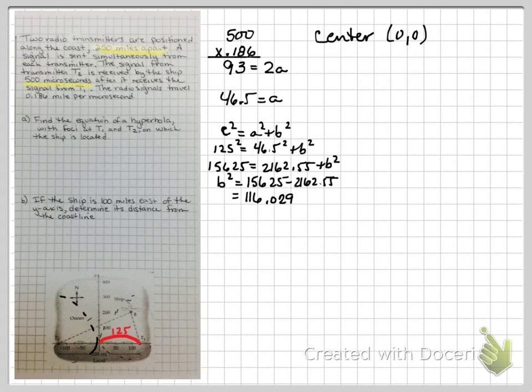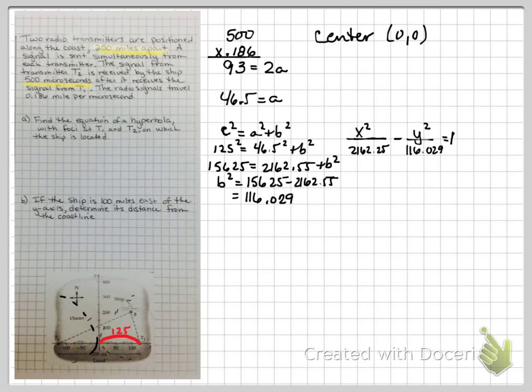Now let's just write our equation. X squared over, and the reason I know x squared is first is because my hyperbolas are opening to the right or left, 2162.25, my A squared value, minus my Y squared over that B squared that I just solved, 13,462.75, equals 1. Okay, so there's the equation of the hyperbola with the foci at T1 and T2, on which the ship is located. So that's part A. Let's go on to part B.